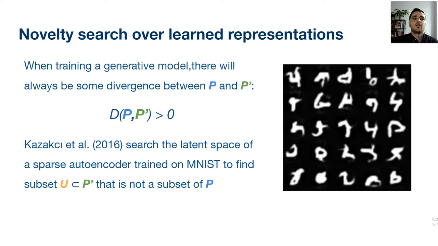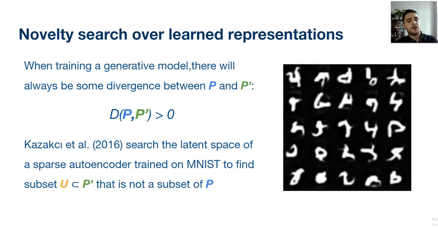So, the first technique we're going to discuss is novelty search over learned representations. Here, we're training a generative model in the standard way, where we're trying to minimize divergence of the generated distribution from the target distribution. However, there is always going to be some degree of divergence with high-dimensional data such as images or music.